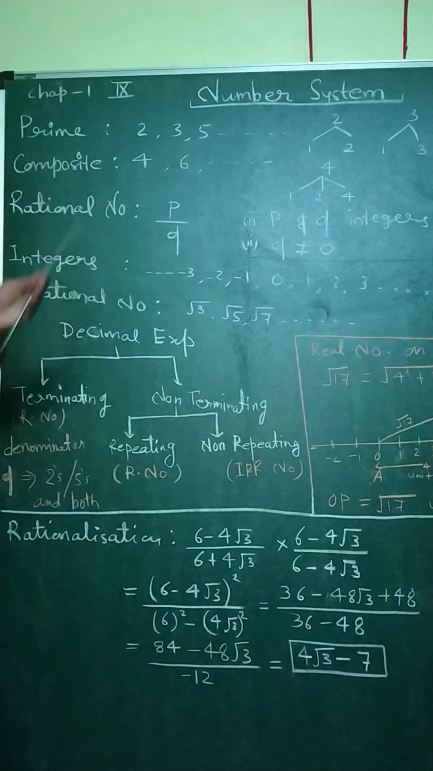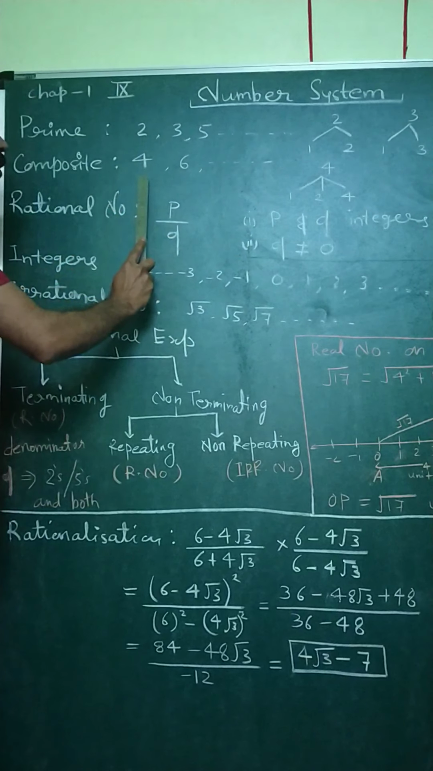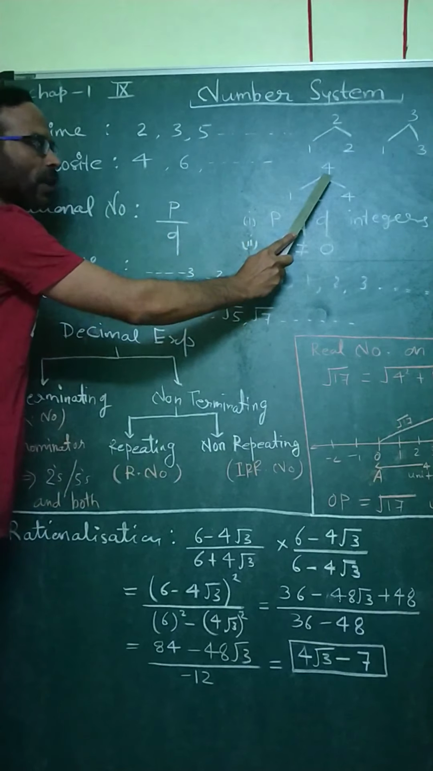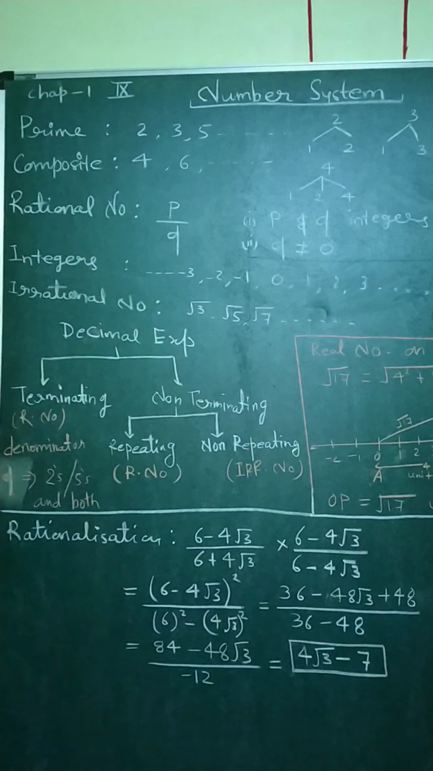and the numbers which have more than two factors are called composite numbers. The smallest composite number is 4. Here the factors of the composite number 4 are 1, 2 and 4. So these are the numbers which you have already studied.